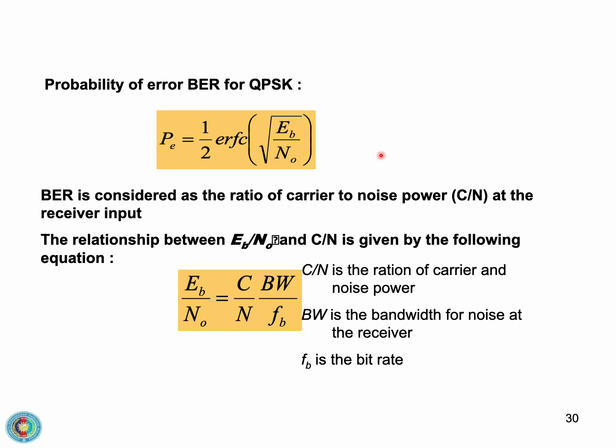It depends on the energy per bit, EB, and the noise power spectrum density, NO. In practical scenarios, BER is often considered in relation to the carrier-to-noise power ratio, C/N, at the receiver input. The relationship between EB/NO and C/N is given by this equation, where BW is the bandwidth for noise at the receiver and FB is the bit rate. This equation allows us to link the energy efficiency to the power efficiency of the system.